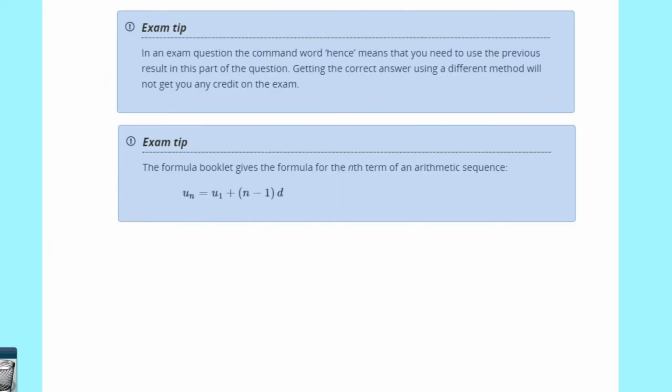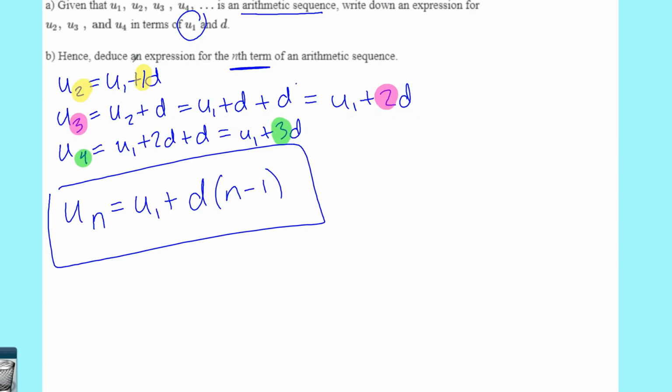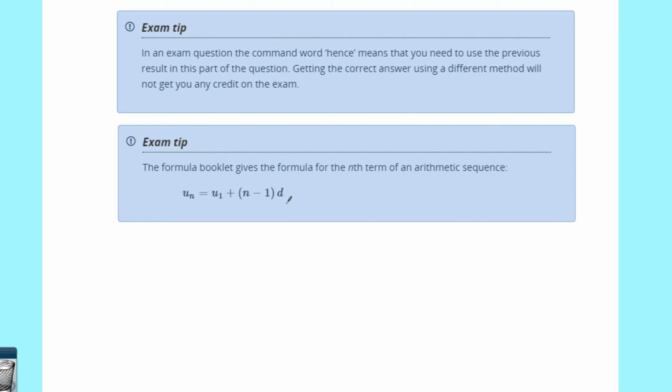Okay, so exam tip. The word hence means that you need to use the previous result in this part of the question. Getting the correct answer using a different method will not get you any credit on the exam. So here when it said hence, deduce an expression for the nth term of the sequence. So you had to do this first part to solve B. If you didn't show that first part, given that it's an arithmetic sequence, write down the expression, it wouldn't have gotten you any credit. Another tip, the formula booklet gives you this. You will be given that equation. You're not given much else about it, but you should recognize that that is an arithmetic sequence.